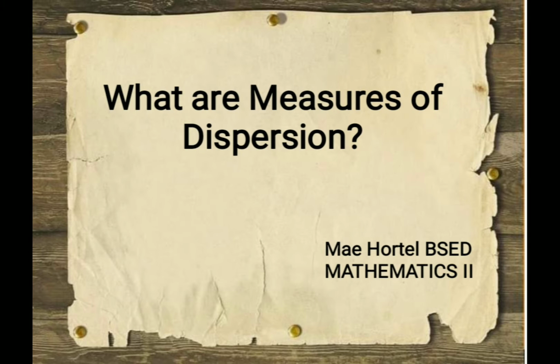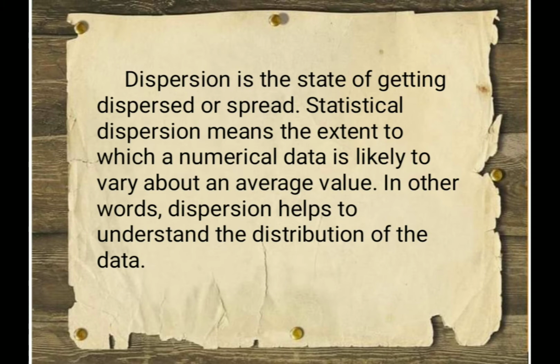What are measures of dispersion? Dispersion is the state of getting dispersed or spread. Statistical dispersion means the extent to which numerical data is likely to vary about an average value. In other words, dispersion helps to understand the distribution of the data.